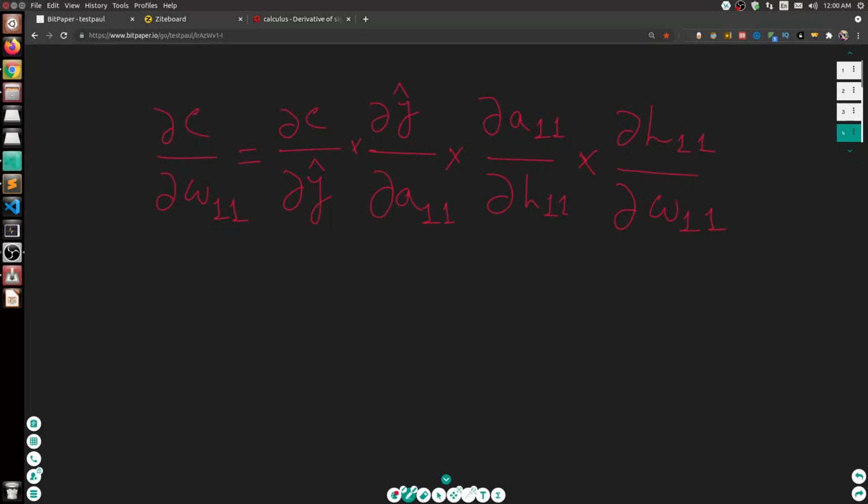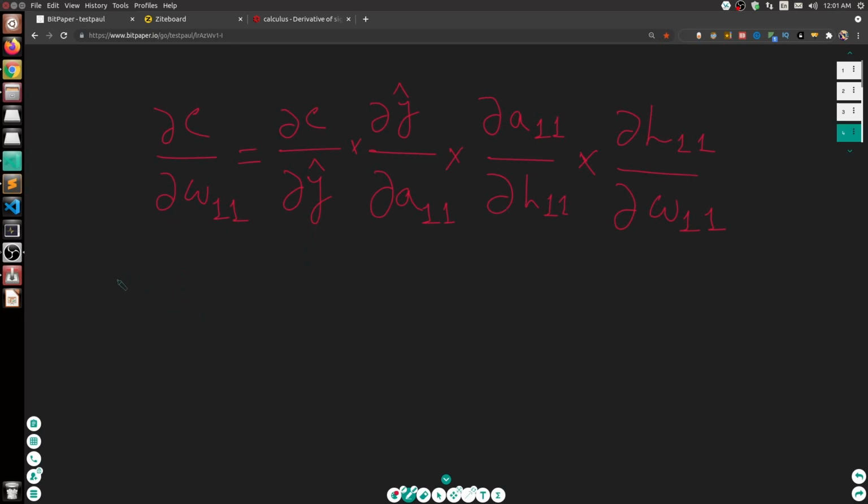And now the next task is to calculate each of these separate components' differentiation. That is, we need to derive what exactly is del C del y hat, what exactly is del y hat del A11, and so on and so forth for each of these 1, 2, 3, 4 components. So let's start with the first one, which is del C with respect to del y hat. And we already have the equation of y hat. So now let's do this.